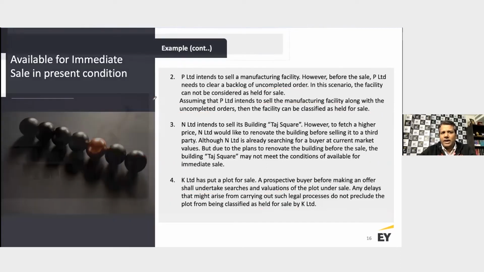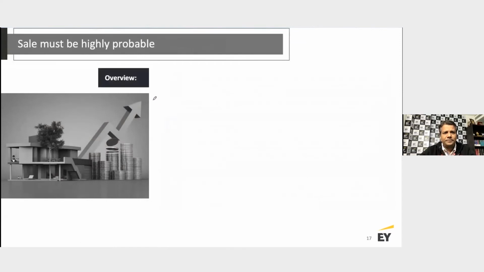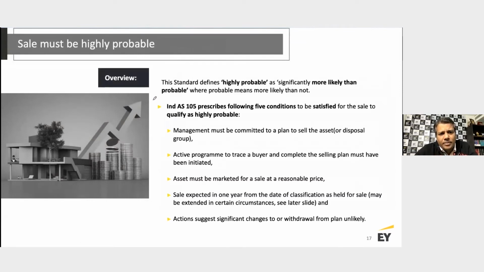And then we're talking about sale must be highly probable, right? What does that mean? The standard defines highly probable as significantly more likely than probable. And what is the meaning of probable? Probable means more likely than not. So it has to be more likely than probable, where probable means more likely than not.